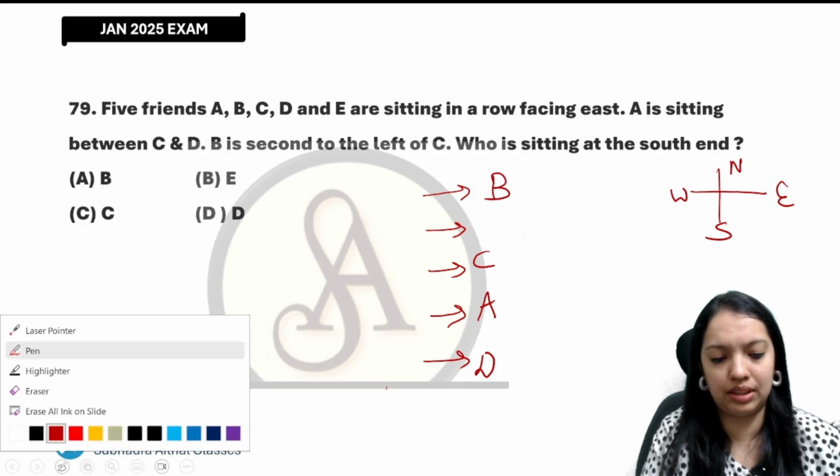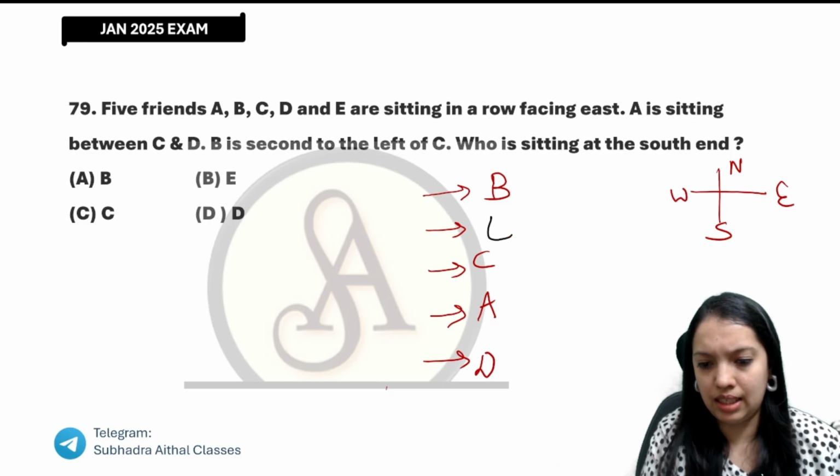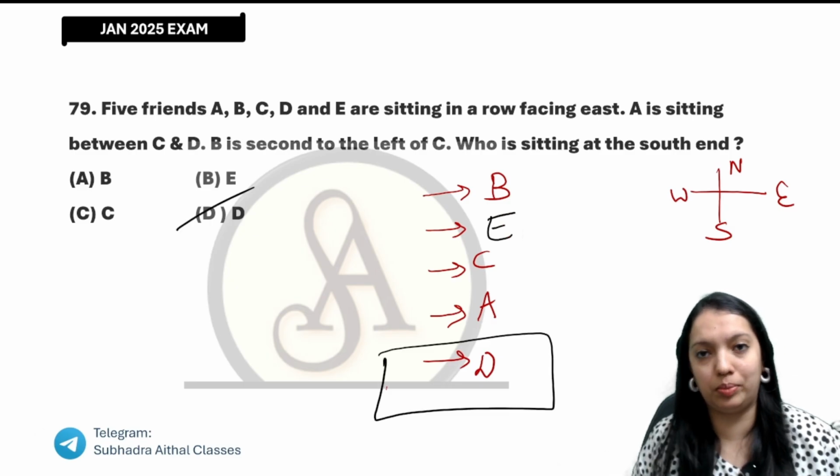The only person who is left out in this arrangement will be A, B, C, E. Who is sitting in the south end? That has to be D.